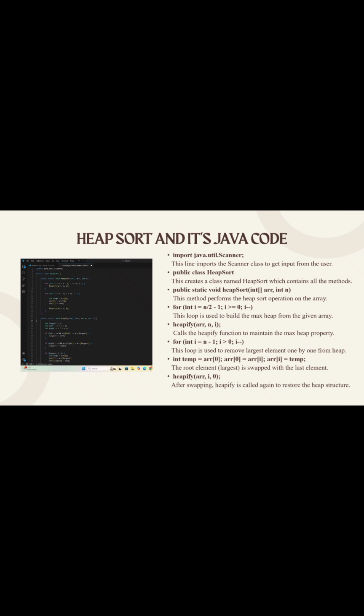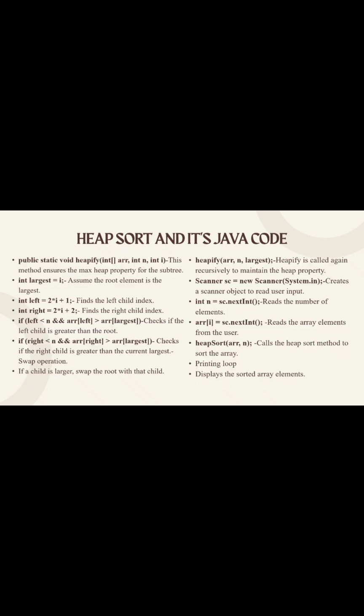Heapify function. The heapify function ensures the tree follows the max heap property. Int largest equals i. Assume the current node is largest. These lines calculate the left and right child indexes. Then we check if the left child is larger than the root node, and if the right child is larger than the current largest. If a child is larger, we swap them. Then heapify is called recursively to maintain the heap property.